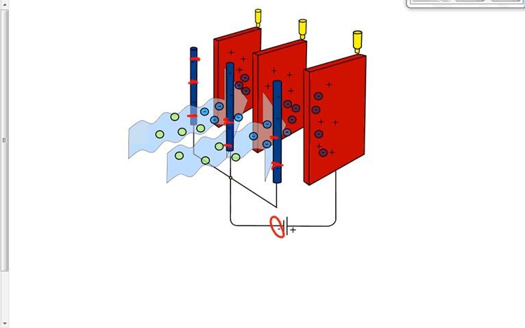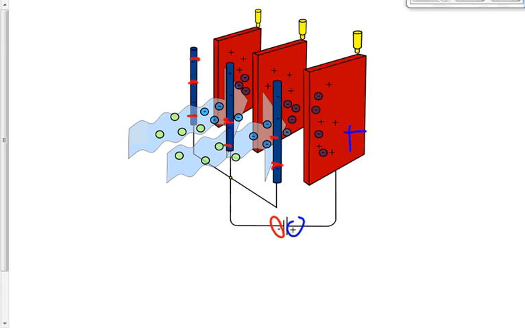Now we've got air with negatively charged dust particles in it. The air with the negatively charged dust particles keeps going through these plates, these red plates that are attached to the positive side of a battery. These plates are now positive.